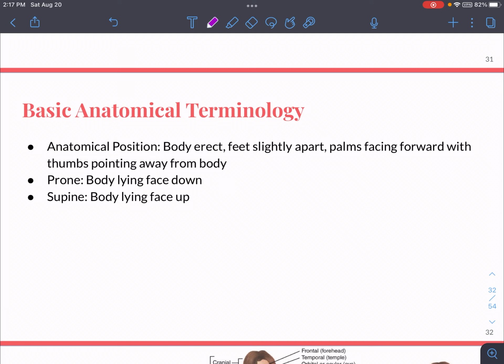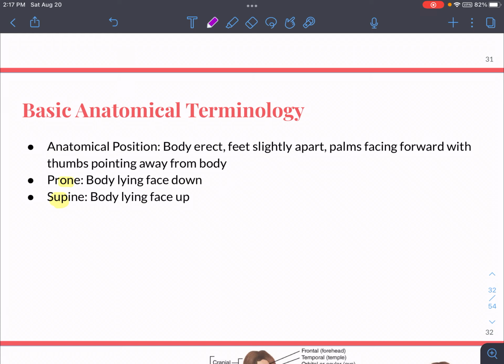Two of the first words: prone, lying face down. One of the things that helped me distinguish prone versus the next one, supine: prone has the word on. So if you think of on, you're on your stomach, you're face down. Supine is when the body is laying face up. Supine has the word up in it. So if we think about supine, up, we're laying face up.